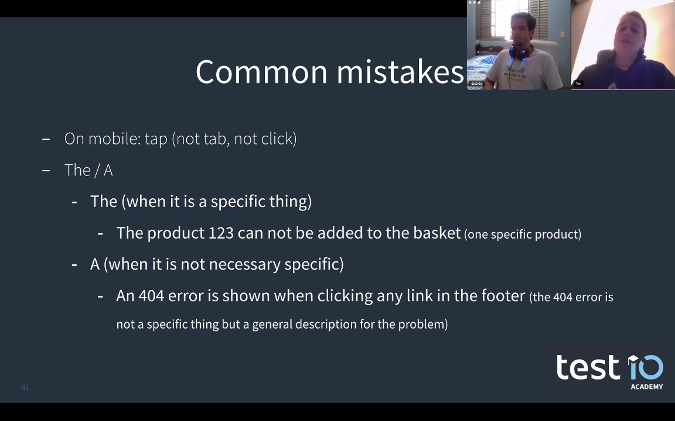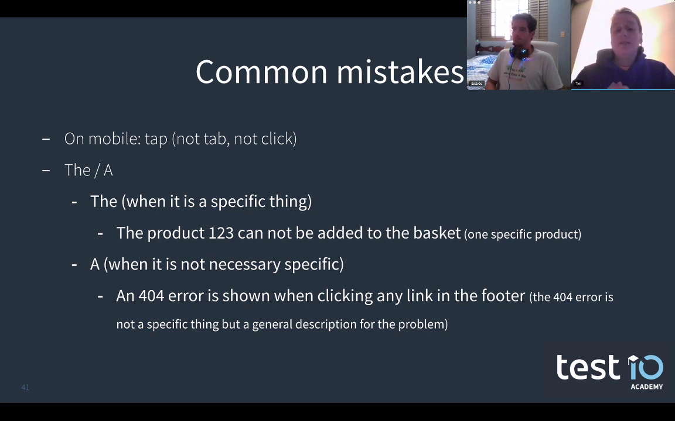Also, there's a big difference between "the" and "a" in the English language. You use "the" when it is a specific thing. So the product 1, 2, 3 cannot be added to the basket. This is one specific product which cannot be added. If you write a product cannot be added to the basket, it is not clear at first sight if you mean one product or all the products. So if it is about one specific thing, use "the". If it is not necessarily specific, use "a". And you write "a" or "an".